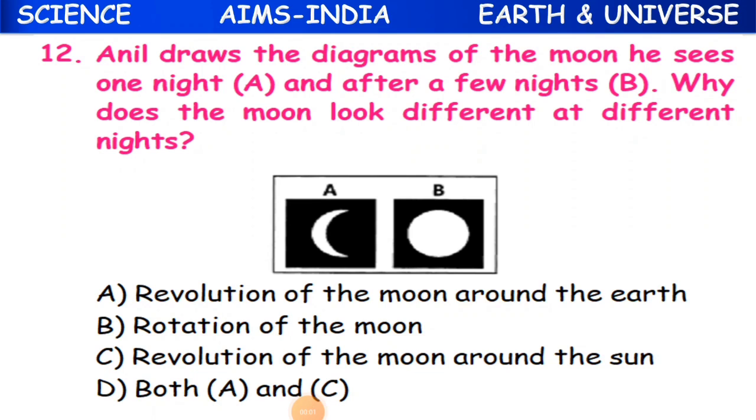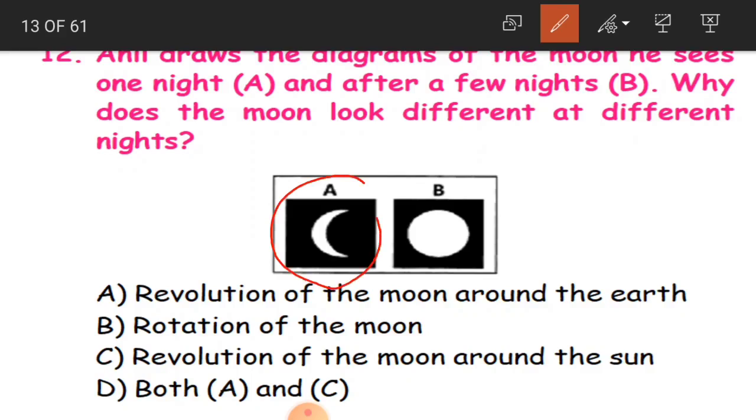Question, children. Anil draws the diagrams of the moon he sees one night. That is, one night he saw this moon and he drew this diagram A. After a few nights, again he drew another picture which he saw on that particular night. That is this B. So, why does the moon look different on different nights? So, this picture is different and this picture is different. So, this is a crescent moon or this is a full moon. Okay, children. So, why is this different?